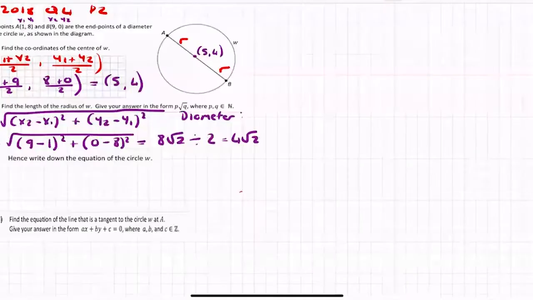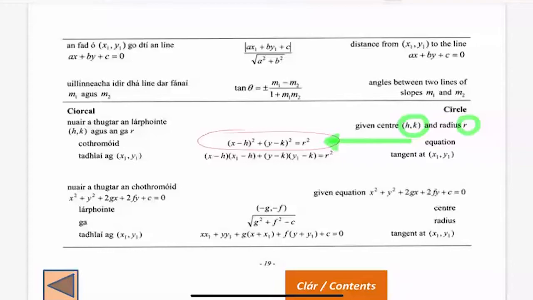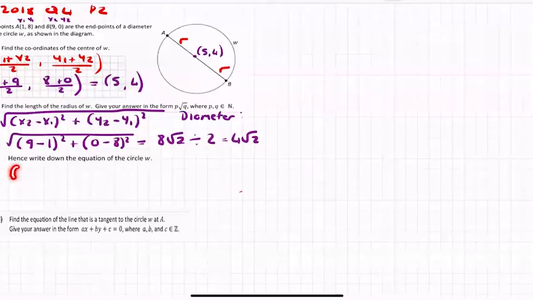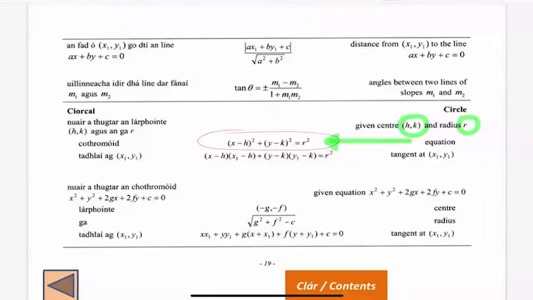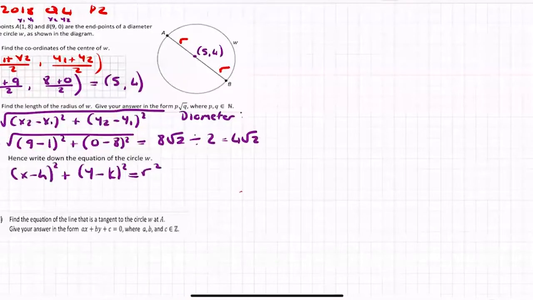Okay, which is why this part asked you to find the center, this asked you for the radius, and now they're giving you a "hence." So take down your formula for the equation of a circle: (x − h)² + (y − k)² = r². Your center is (h, k). Remember our center was (5, 4), so here's my (h, k), and my radius is 4√2.